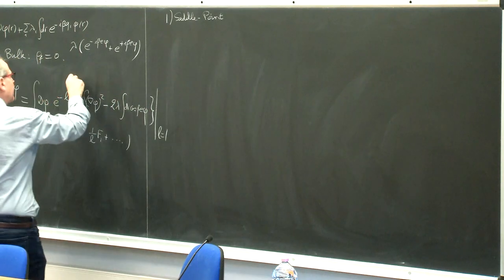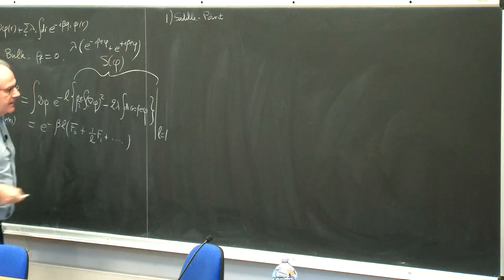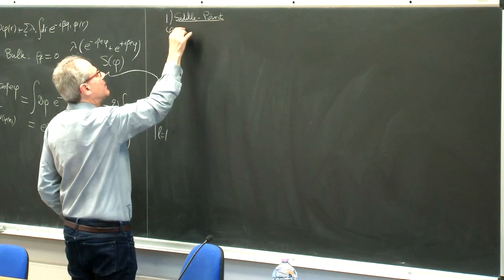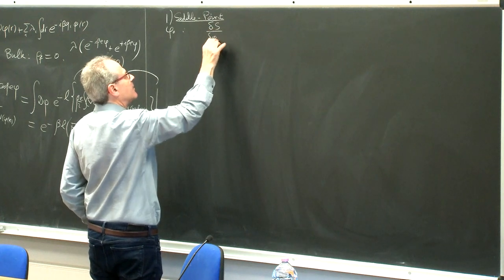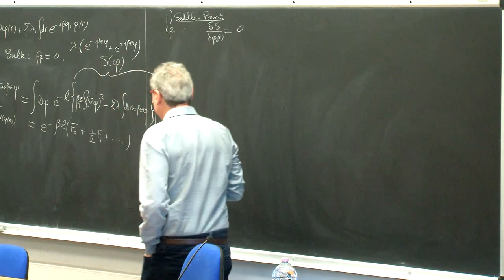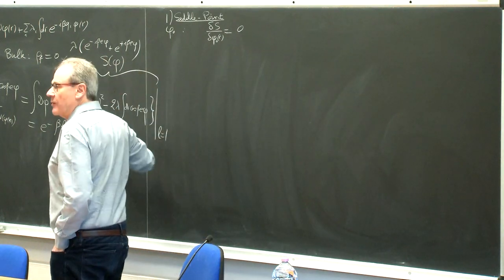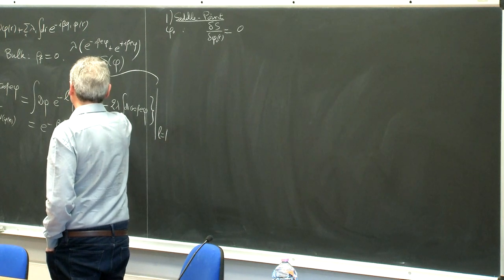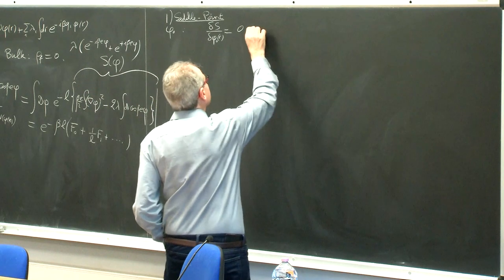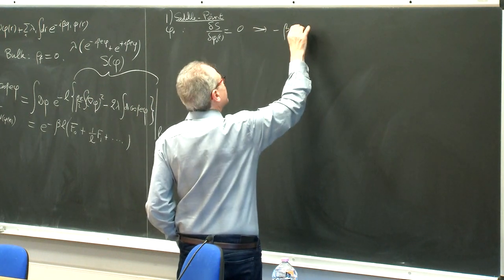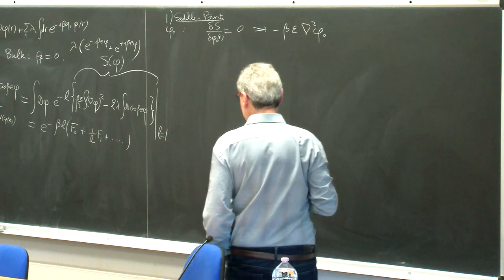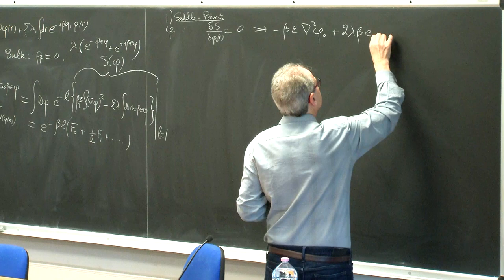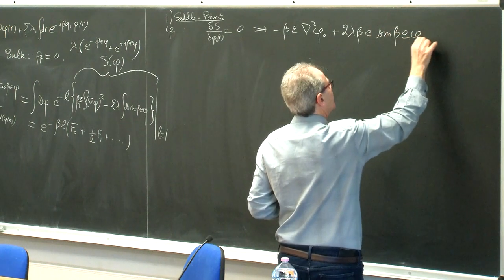So if I call this object S of phi, a certain function of phi, the saddle point is phi zero, defined by delta S by delta phi zero of r equals zero. The functional derivative of this term with respect to phi is minus beta, the factor two disappears, minus beta epsilon Laplacian phi zero, plus two lambda beta e sine beta e phi zero equals zero.